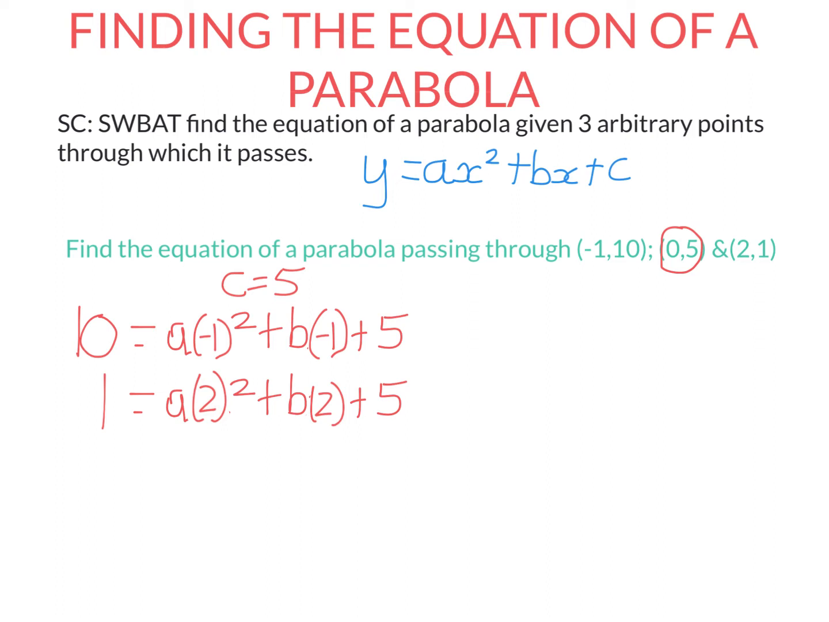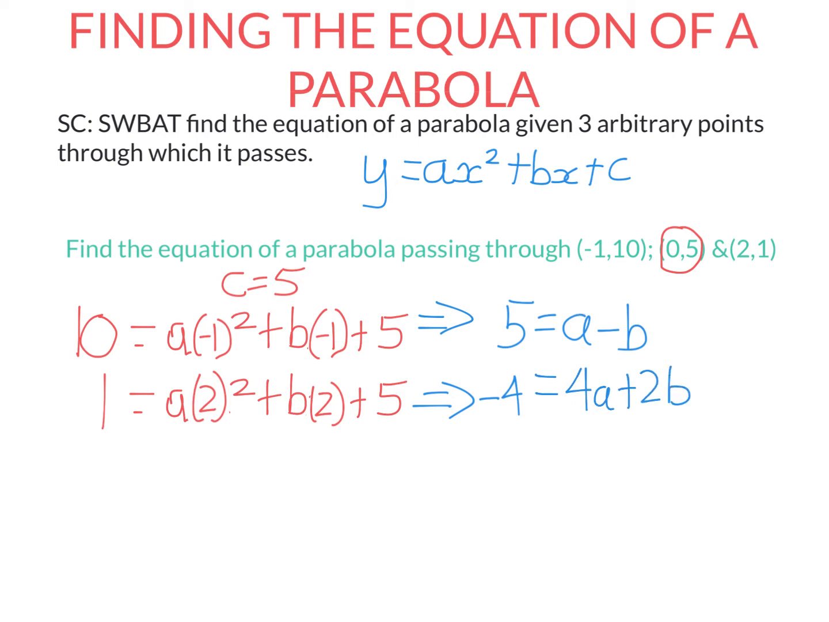We could solve them using the elimination method, but I'm just going to clear them up and make them easier to work with. So subtracting 5 from both sides here, I get 5 is equal to a minus b. And over here, I'm going to subtract 5 again. I get -4 equals 4a plus 2b. So now I have two equations and two unknowns a and b. So I need one of the variables to have the same coefficient in both equations. So I'm going to multiply this top equation by 2. So we have a -2 here and a 2 here in front of the b.